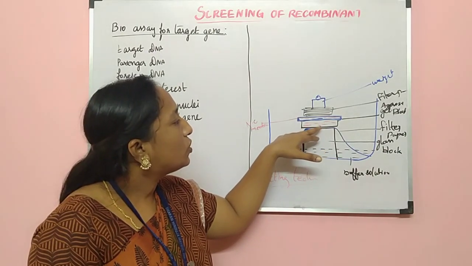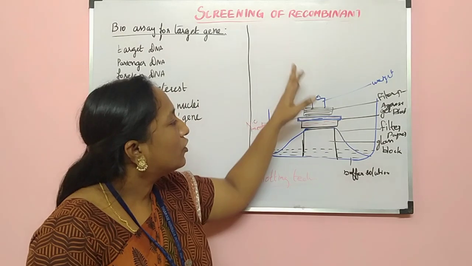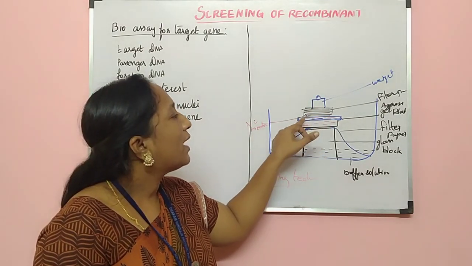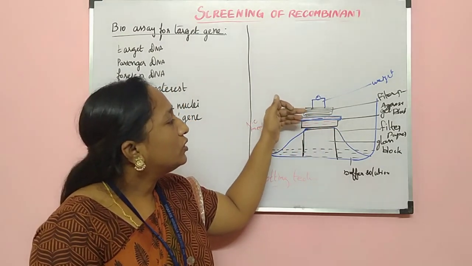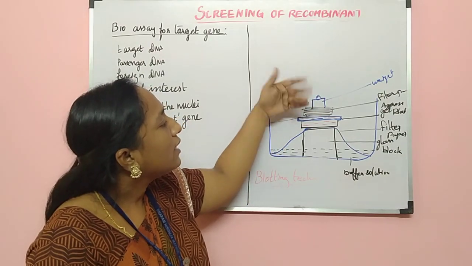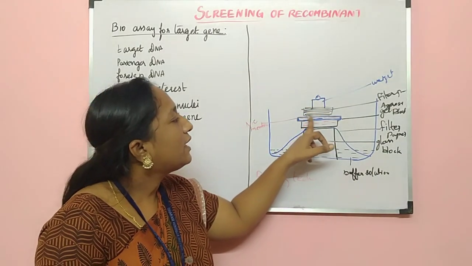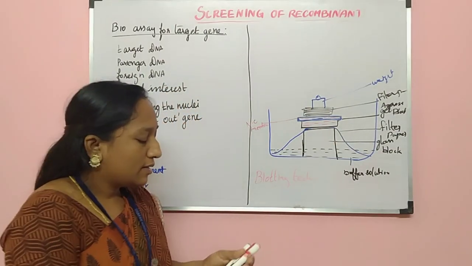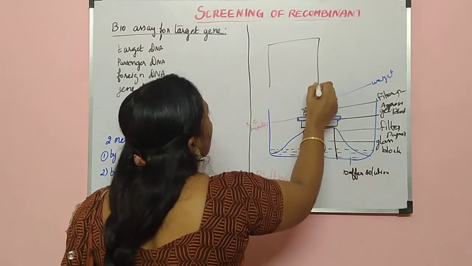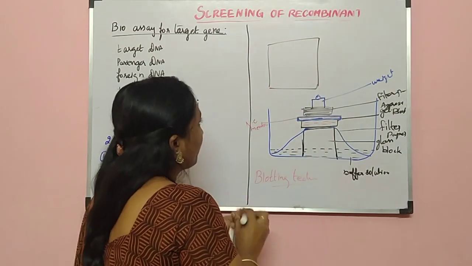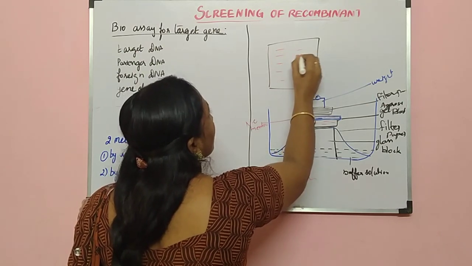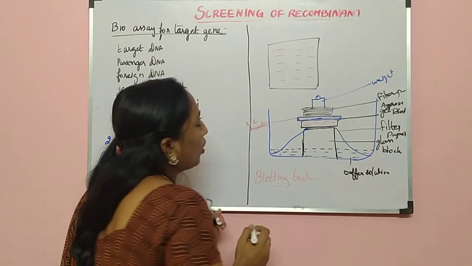While the buffer solution moves from down to upward, the DNA fragments also move along with it and bind with the nitrocellulose membrane. From the nitrocellulose membrane, only the buffer solution is absorbed by the filter paper. So only the DNA fragments alone are collected on the nitrocellulose membrane, and we can keep it for further preservation. This is called the blotting technique.